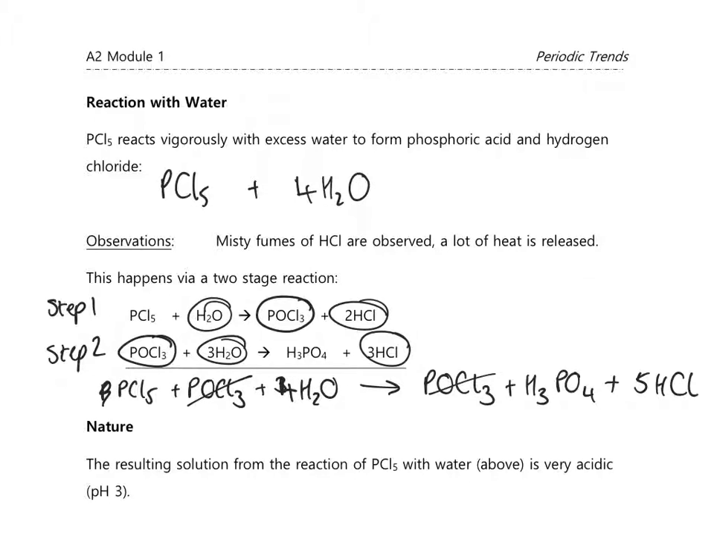But what you don't see from your overall equation is that phosphorus oxychloride is produced in the interim. So you would just totally miss out on that. Be really sad.